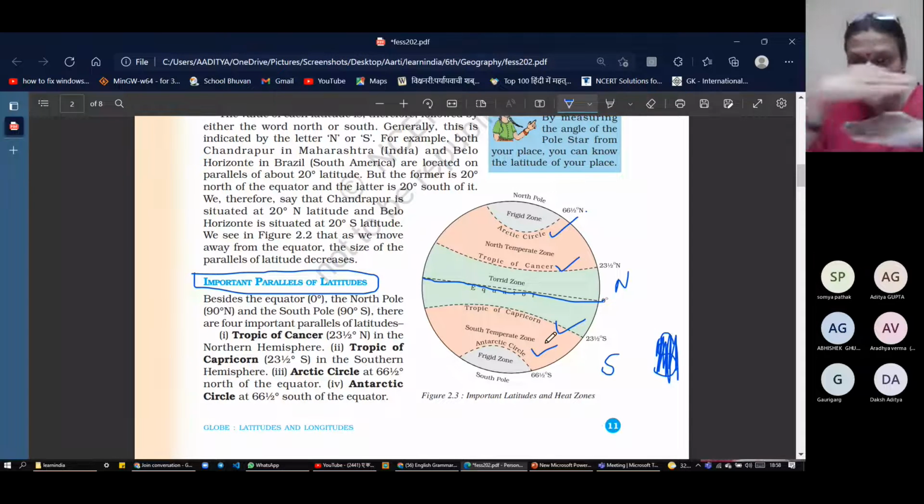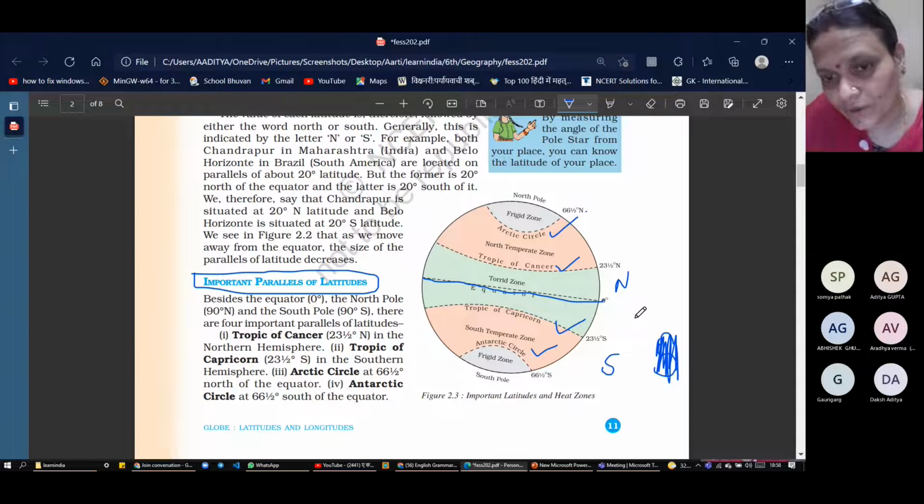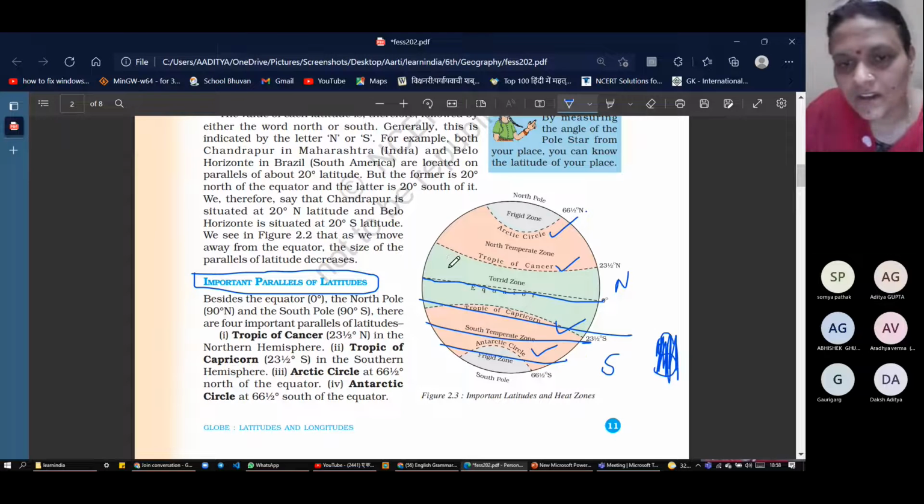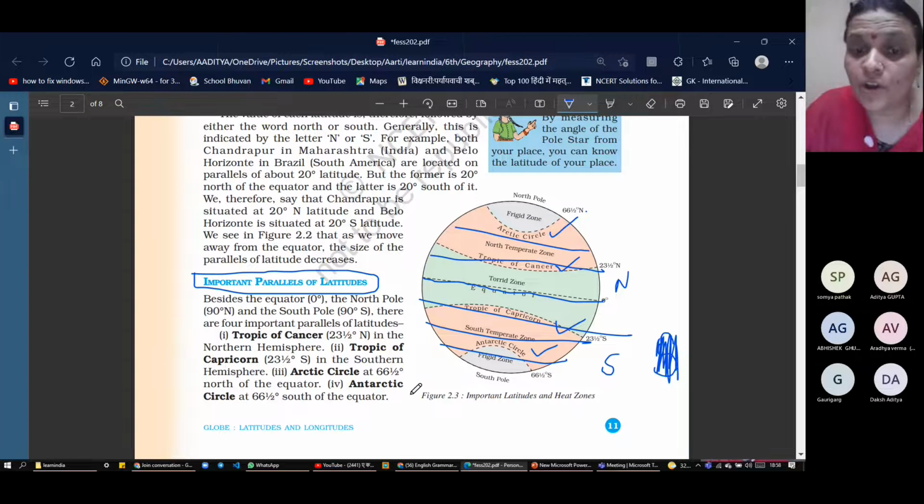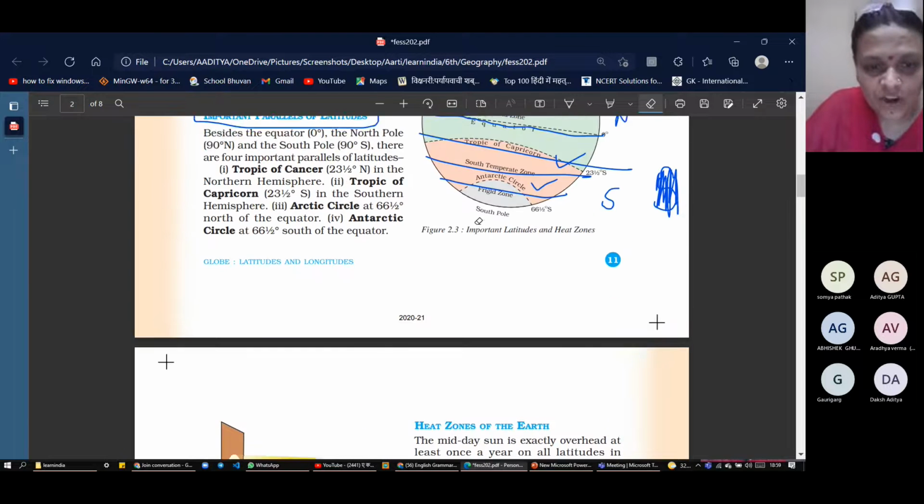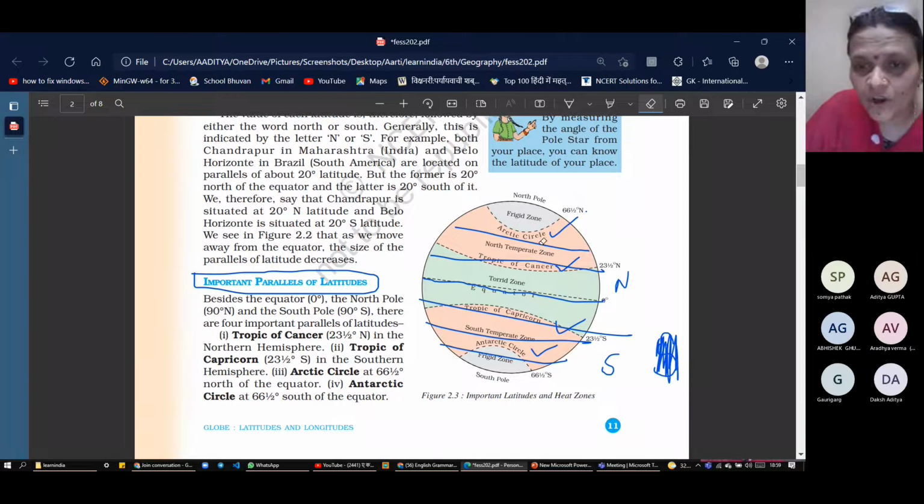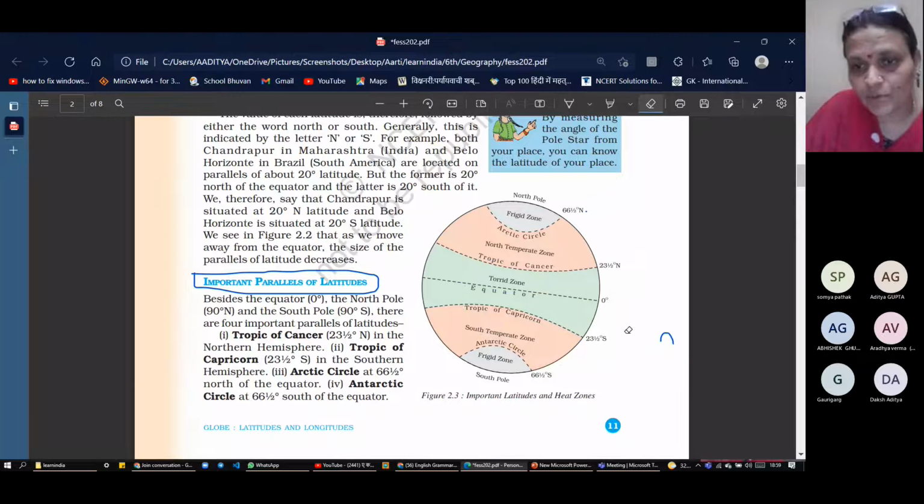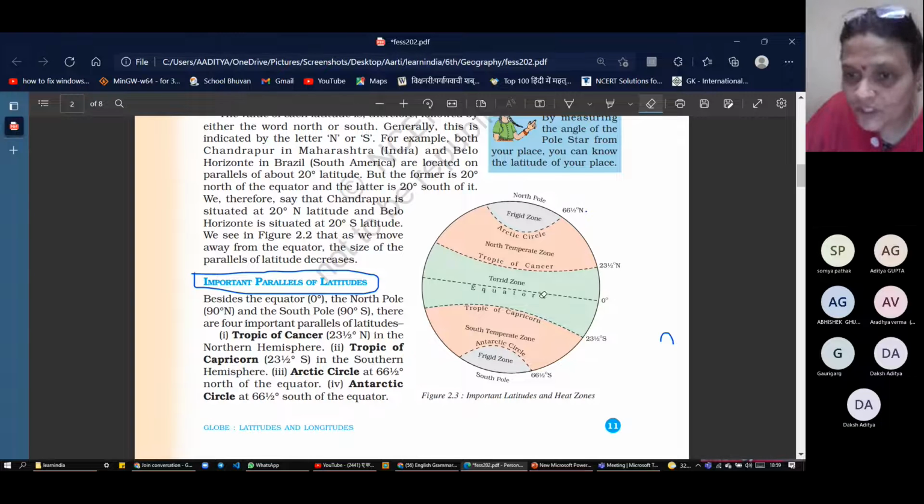These are parallels of latitudes. Latitudes means sleeping lines to the equator, or you can say horizontal lines to the equator. It will be like this. All these are latitudes. When we talk about longitudes, they will be long like this, vertical lines. You must know at what degree your Tropic of Cancer, Tropic of Capricorn, equator, Arctic Circle, and Antarctic Circle are. You should know this value, the position.